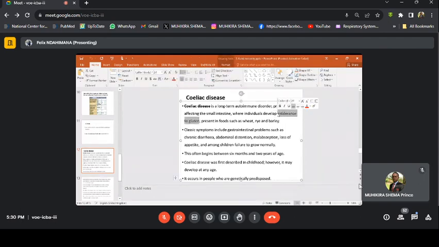As I was saying, this is an intolerance to gluten. The gluten is mostly found in food like wheat, rye, and barley. These are in the same category of wheat, and we most of the time take this wheat in the form of bread. This is a disease that can affect children, but can also affect anyone at any age, depending on when you are exposed to gluten.